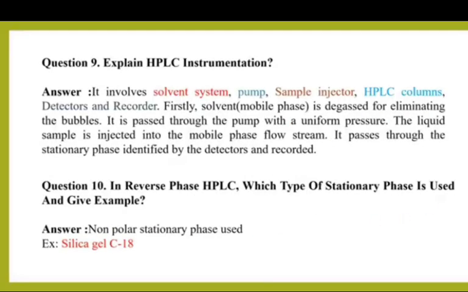Friends, coming to the next question, explain the HPLC instrumentation. The instrumentation of HPLC involves a solvent system, a pump, a sample injector, HPLC columns, and detectors and recorders. Firstly, the solvent is degassed to eliminate bubbles, and this solvent is passed through the pump with uniform pressure. So remember, uniform pressure. The liquid sample is then injected into the mobile phase flow stream. It passes through the stationary phase and is identified by detectors and recorders.